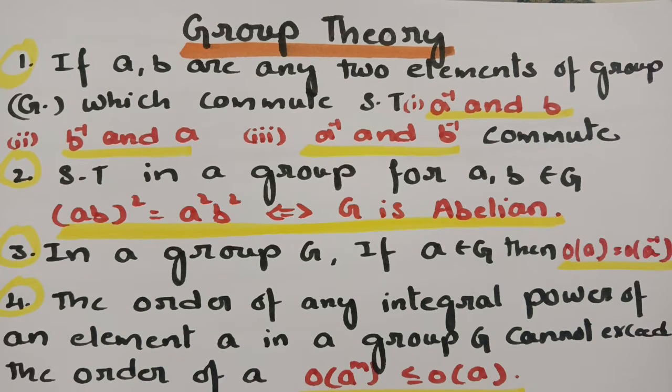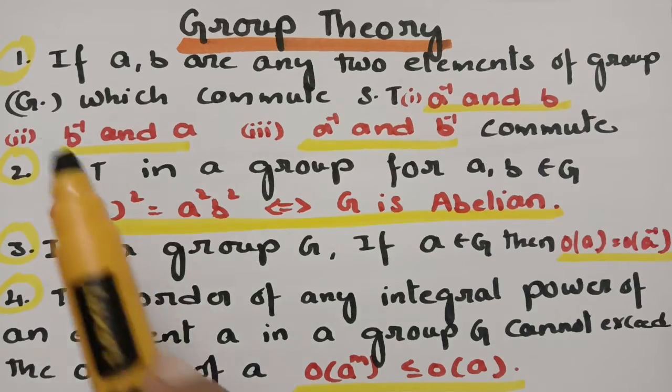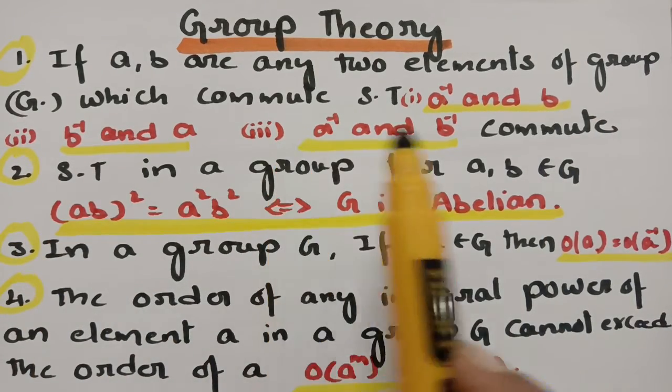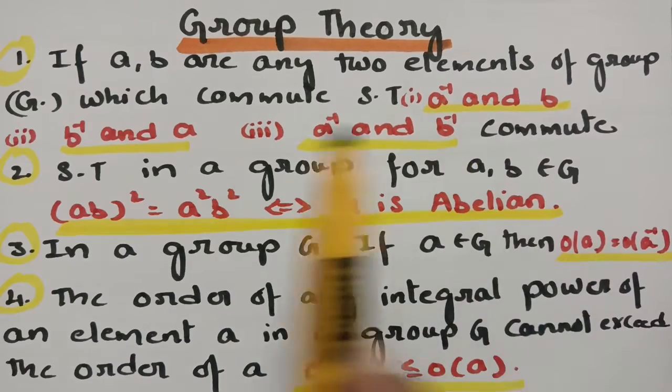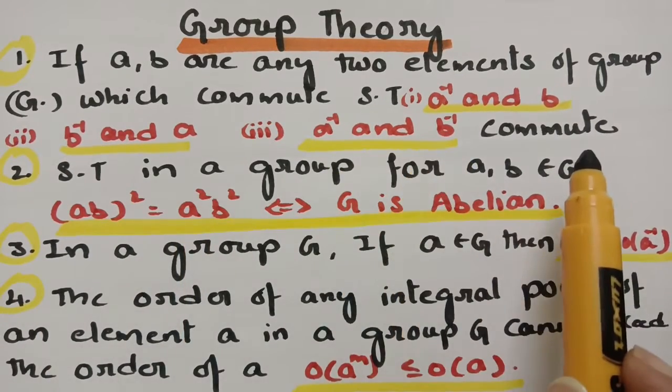I'm so thrilled that you are listening to this video today, and let's get started with the most important questions from abstract algebra. This is group theory, which is related to MFCS, DMS and DMGT. It is given that A and B are any two elements in a group (G, ·) which commute. Then we have to show that A inverse and B, B inverse and A, and A inverse and B inverse commute.